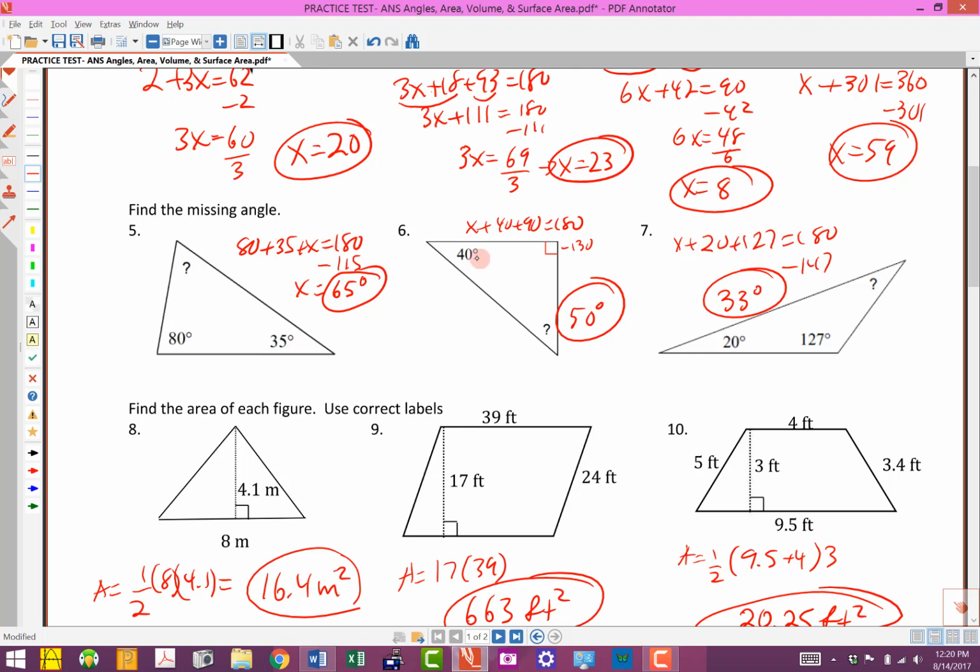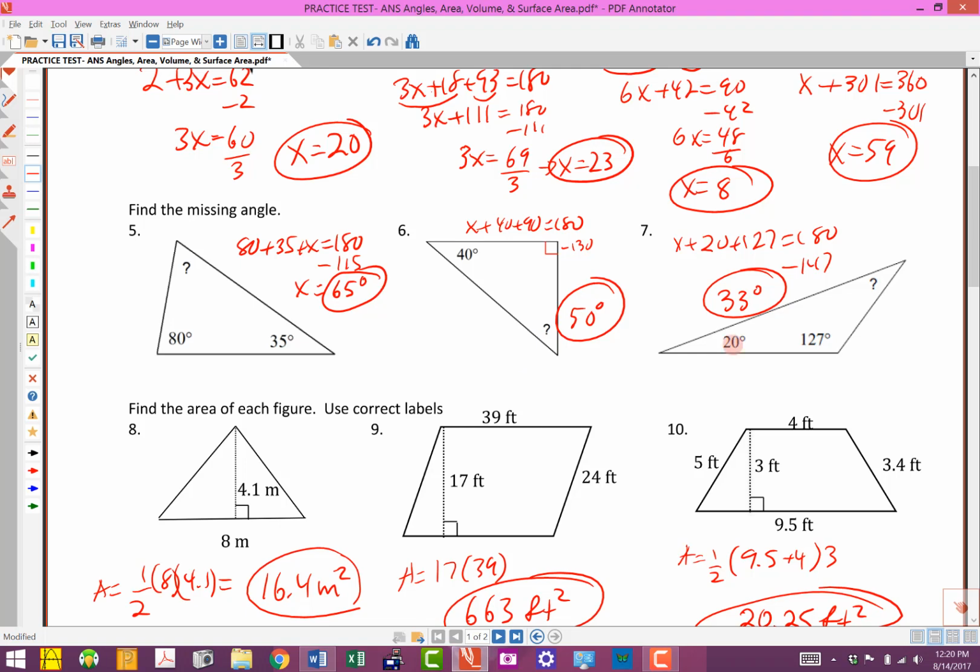Okay, this one right here, they only give us one angle. And then this has that little box in there, that little mark of the square. That means that's 90 degrees. So we're going to take 40 plus 90 plus whatever this missing piece is and set it equal to 180 degrees because we know those three would have to add up to 180 degrees. Those add up to 130, so we're going to subtract from 180. That missing angle is 50 degrees.